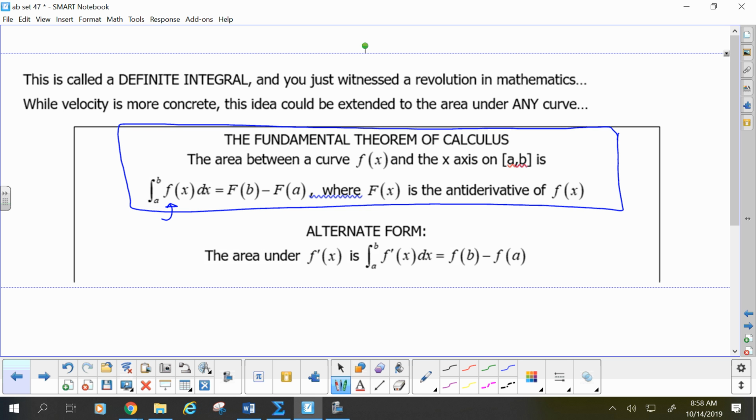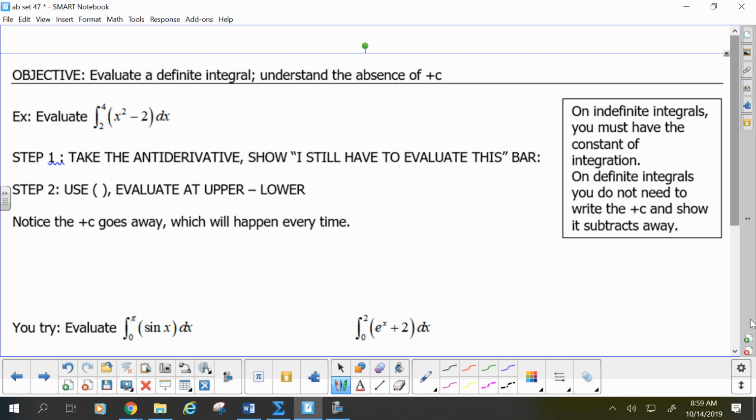Now in this case, as far as the function goes, capital F is often used to refer to the antiderivative of any function. I don't want to use velocity every time because it's not always a velocity question. So when you get area under a curve, you antidifferentiate. That's what capital F stands for, the antiderivative, and subtract. And boom, you just made the problem and your life a whole lot easier. This is an alternate form. The area under f prime is the antiderivative, which would be f. I don't want to talk about that too much for a second. Let's look at a problem. Okay? Is this the right place in your notes?